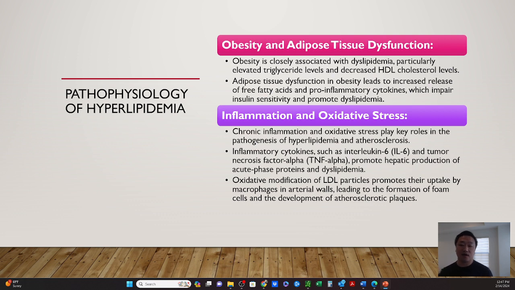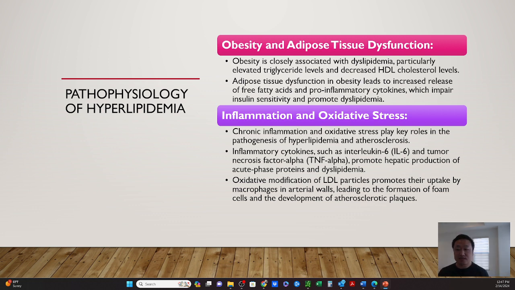And then you have obesity. It is very closely associated with dyslipidemia, and particularly elevated triglyceride levels and decreased HDL cholesterol levels. Adipose tissue dysfunction in obesity leads to increased release of free fatty acids and pro-inflammatory cytokines, which impair insulin sensitivity and promote dyslipidemia.